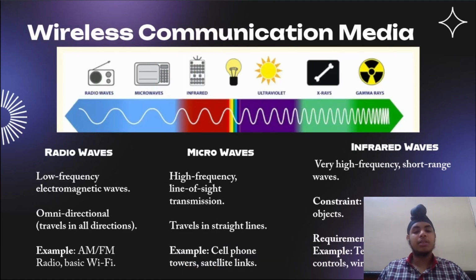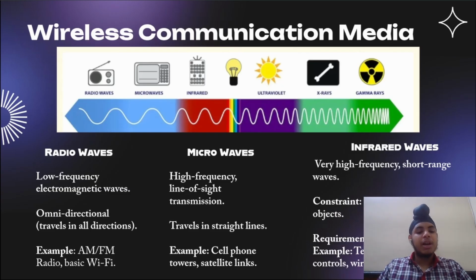Now let's understand the wireless communication media. There are three different types of wireless communication media used by computer networks: radio waves, microwaves, and infrared waves. These waves all have different frequencies, and the lowest frequency is that of radio waves. Radio waves are low frequency electromagnetic waves. They are omnidirectional, that is, they travel in all directions. Example: AM and FM radio, the normal radio used for news and information, uses radio waves.